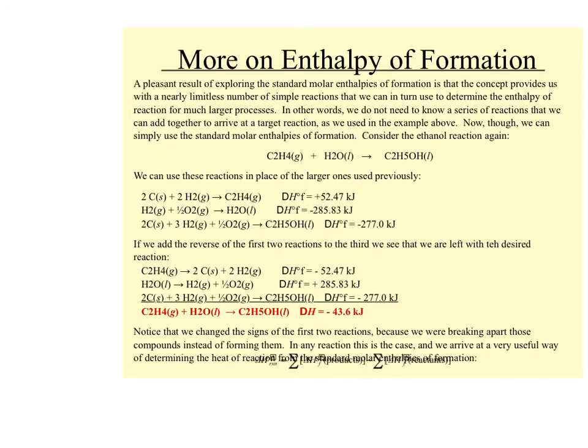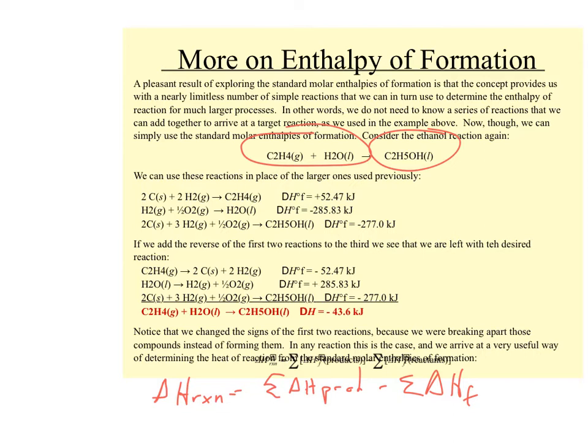So once we've got these molar enthalpies, now we can start to put together reactants and products, okay? And when we do that, we can come up with this equation at the bottom: the delta H of a reaction is equal to the summation of the delta H of formation of products, minus the summation of the delta H of formation of reactants.